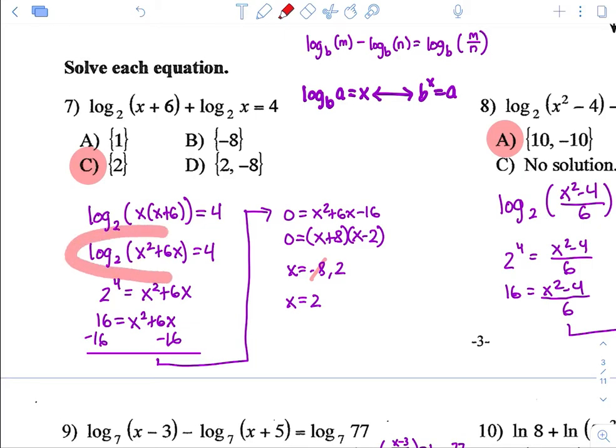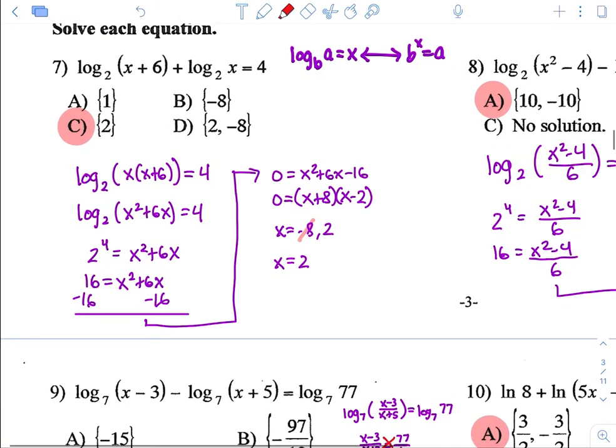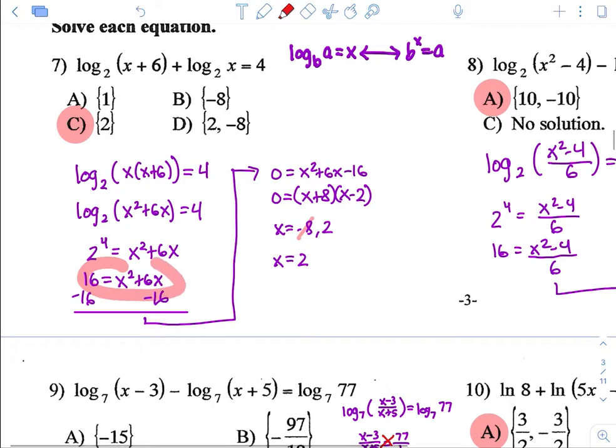Alright, so now we have this. So now this is the log form and a number. So log form and a number, we're going to change it to exponential form. So your b value is 2, so that's going to be 2 to the 4th power is equal to what's in the parentheses, x squared plus 6x. 2 to the 4th is 16. Now we just set this equation equal to 0. Subtract 16 on both sides, so we get this.